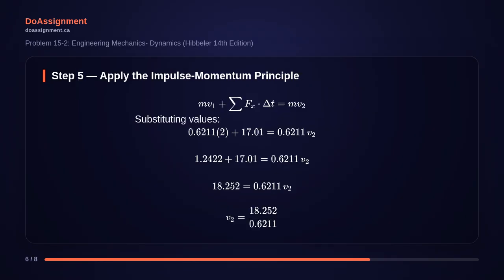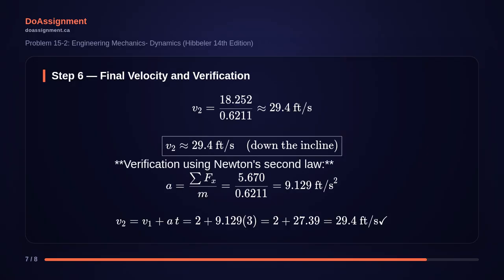Now we apply the impulse momentum principle. The initial momentum is mass times the initial velocity, which is 0.6211 times 2, giving 1.2422 pound-seconds. Adding the net impulse of 17.01 gives 18.252 pound-seconds on the left side. This equals mass times the final velocity, so we divide both sides by 0.6211 to find the final velocity. Dividing 18.252 by 0.6211 gives the final velocity of approximately 29.4 feet per second directed down the incline.